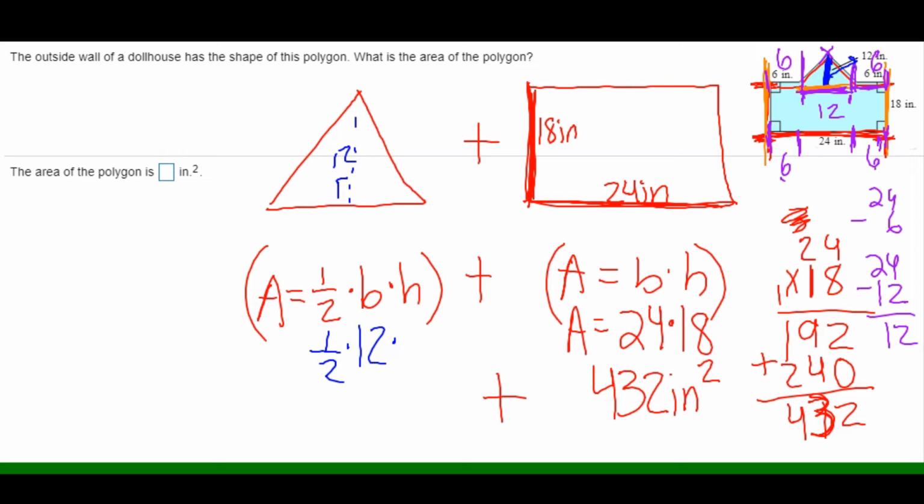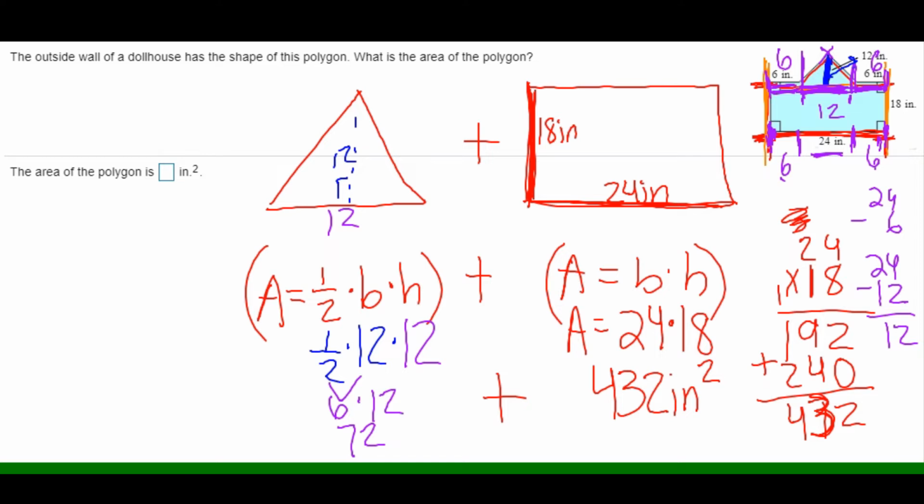Why is that correct? Because from here to here is 12. 12 plus 6 plus another 6 is equivalent to 24. And if the length from here to here is 24, then from here to here is 24. So 6 plus the base of our triangle plus another 6 must add up to 24. So 12 is the base of the triangle that we need for our formula. So we're going to put in 12 for the base of the triangle. Half of 12 is 6. And then 12 times 6 is 72.